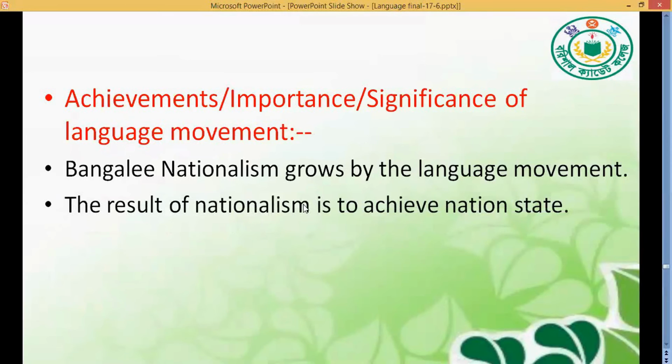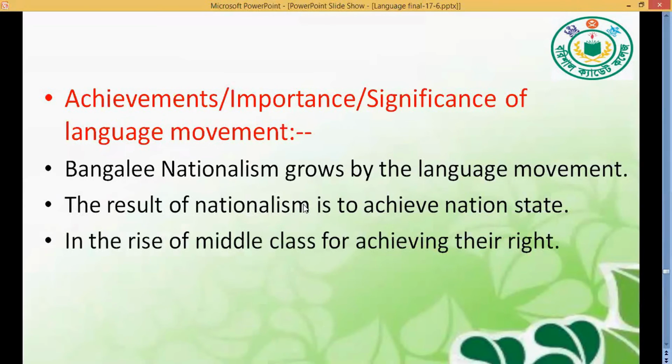Friends, now the achievement or importance or significance of the language movement. From this movement, Bengali nationalism grows by the language movement. The result of nationalism is to achieve a nation state.